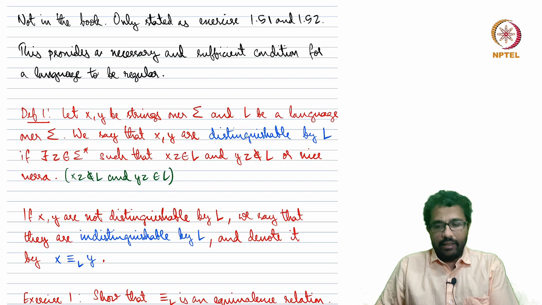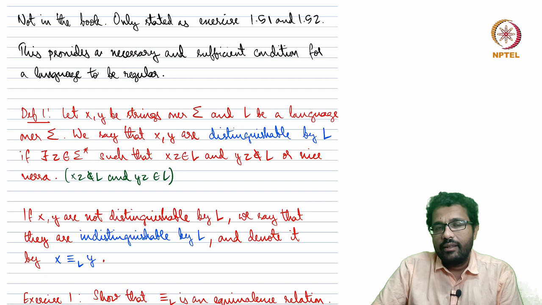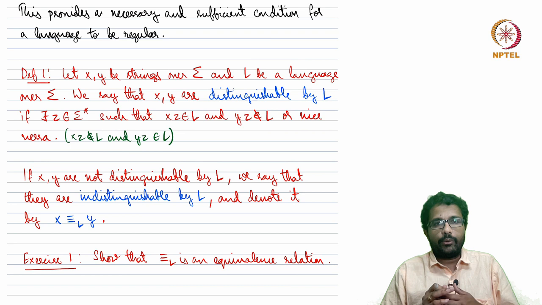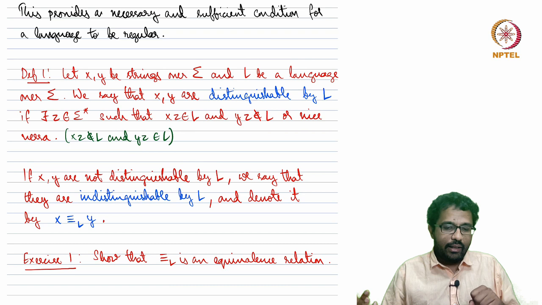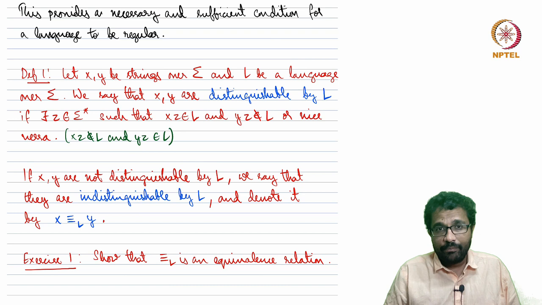Okay, so X and Y are distinguishable if there is some string which, when you append it to the strings X and Y, one of them belongs to the language and the other one does not. If they are not distinguishable, meaning whatever Z you append, either both of them belong to the language or both of them do not belong to the language, right? We want to create this opposite situation: one of them belongs and the other one does not. If it is not the case, meaning whatever Z you append, both XZ and YZ either belong to the language together or do not belong to the language together, then we say that it is indistinguishable by L. Okay, so indistinguishable by L.